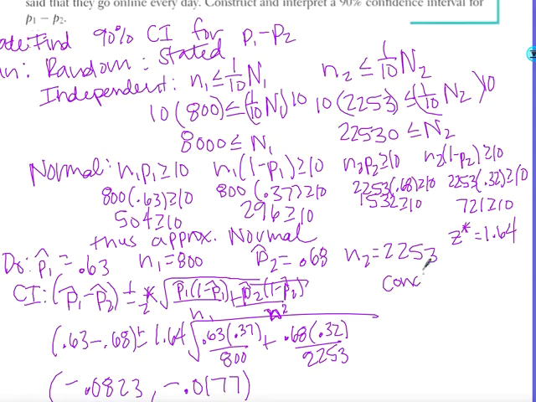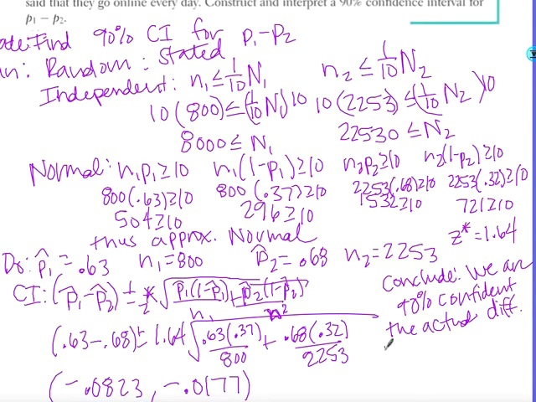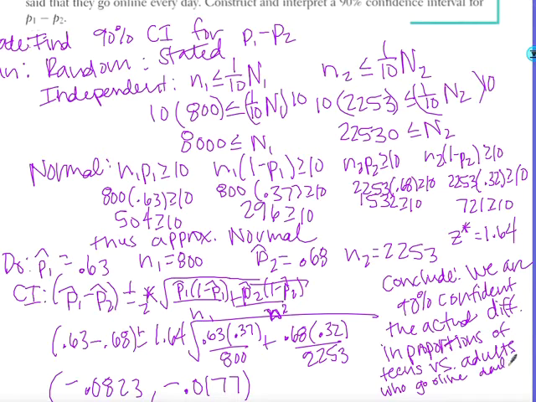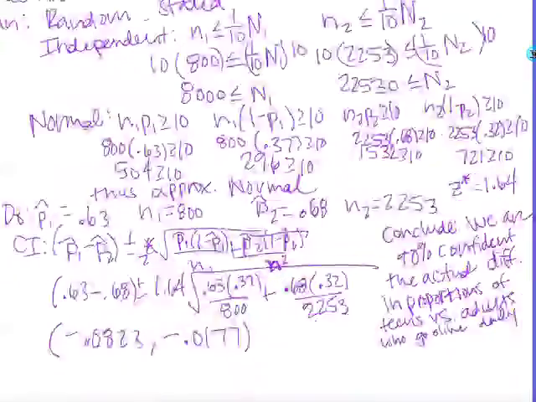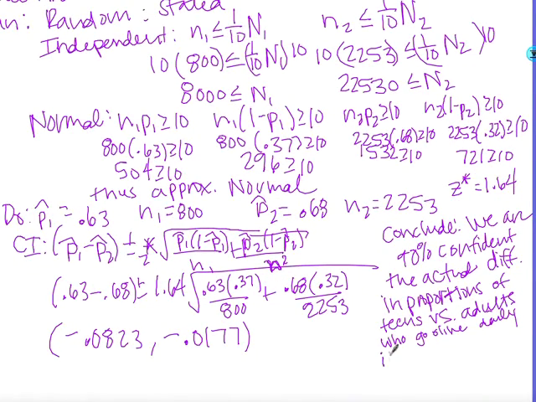And so our last step, of course, is to conclude. So we would say we are 90% confident that the actual difference in proportions of teens versus adults who go online daily is between negative 8.23% and negative 1.77%.